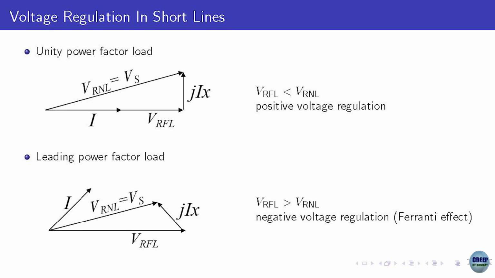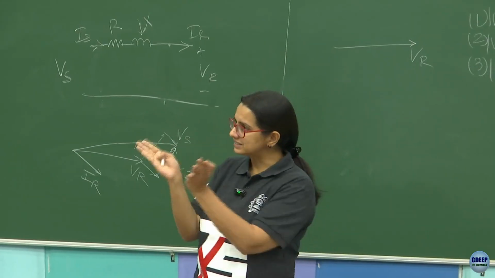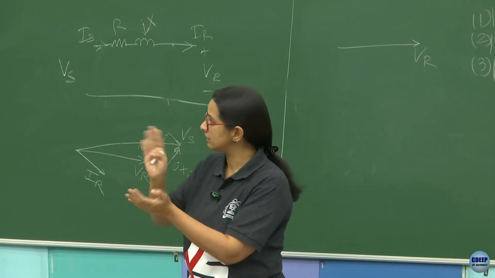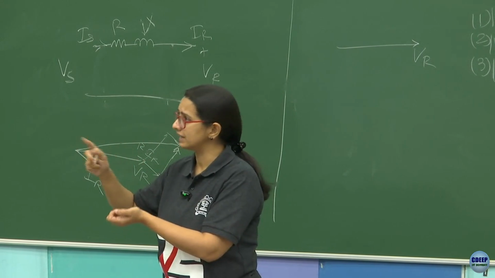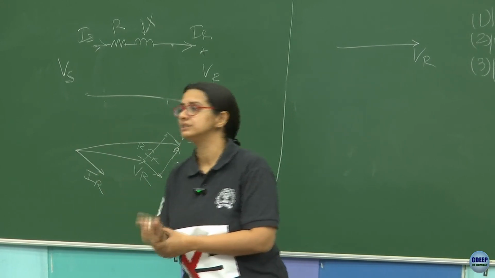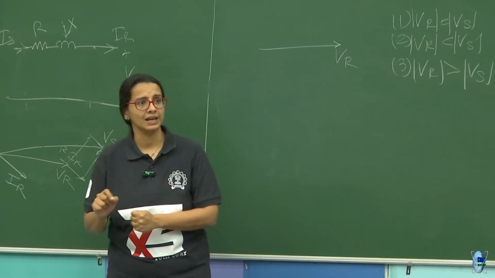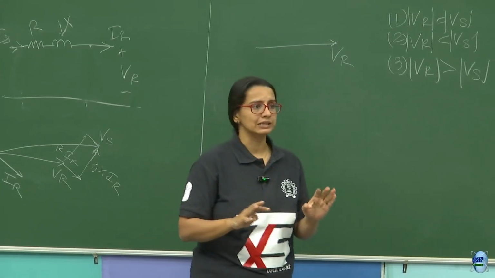Do I need to draw this then? Let's just transition here. Unity power factor, you will still see that because there is still the inductive component coming from the transmission line itself, and that's going to introduce a phase difference between Vs and Vr, and it's also going to introduce a magnitude difference between them. Correct? Everybody okay with this?